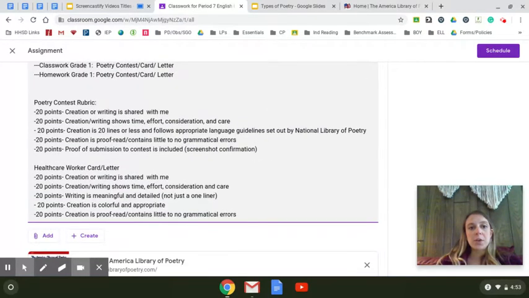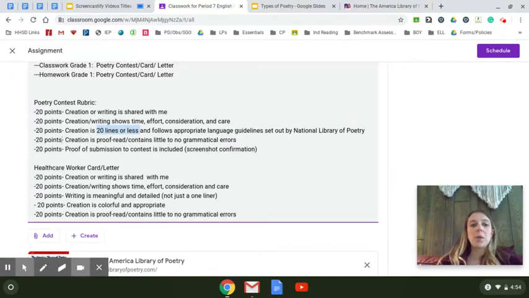So the poetry contest rubric: 20 points that you've somehow shared your creation with me, which would be when you're writing your poem, you do it on a document and you share it with me. And 20 points would be that your creation shows time, effort, consideration, and care. 20 points is that it is 20 lines or less. So the contest really doesn't have many rules, except that your poem has to be 20 lines or less, and your poem also needs to have appropriate language. So you can't use inappropriate language in the poem.